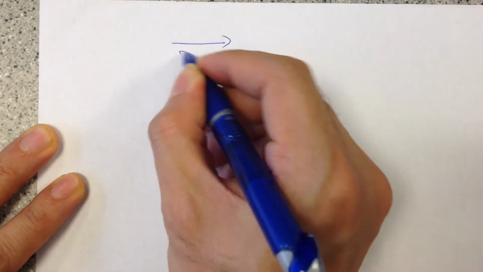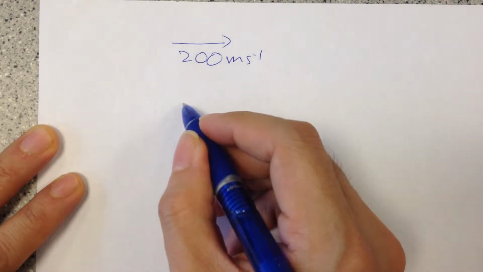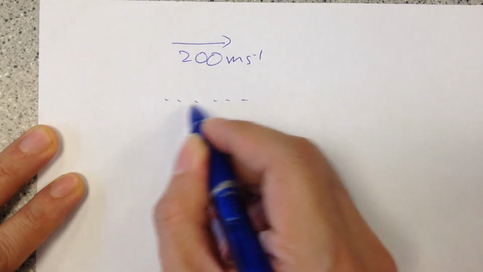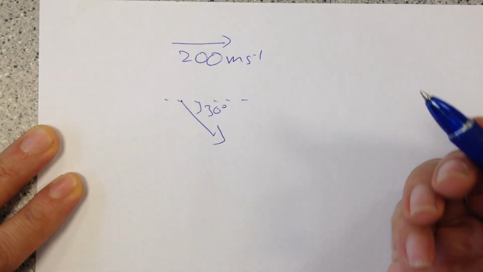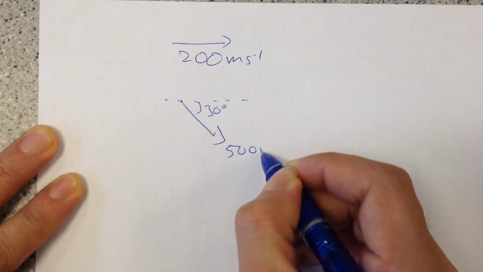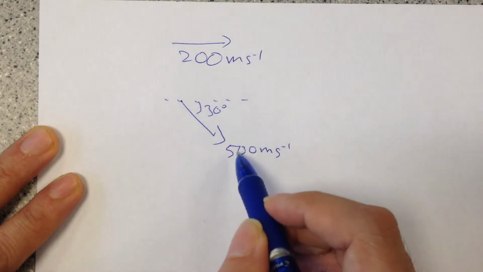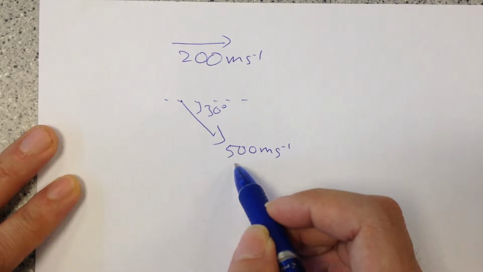Now in this question, you have an aeroplane, a fighter plane, that travels at 200 meters per second, and it has a cannon that fires downwards at 30 degrees below the horizontal. It fires at 500 meters per second with respect to the plane, right? So this is the plane velocity.